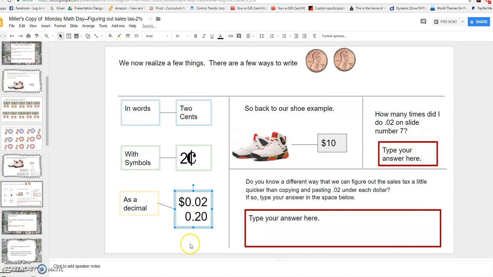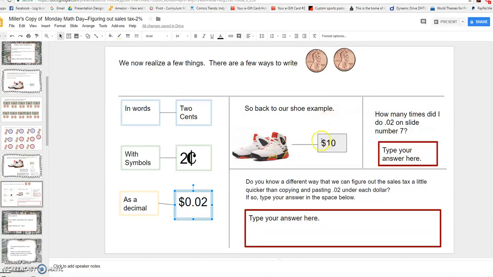Do you see the difference here? When you have the 2 first and the 0 after it, that's 20 cents. That's a big difference from 2 cents. If it were 20 cents, you would be paying a whole lot more in sales tax than if it were just 2 cents. So make sure that when you write 2 cents, it's just 0.02.